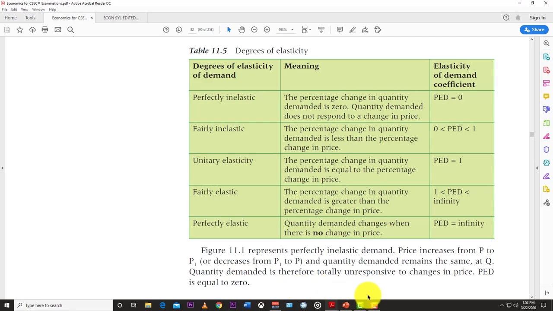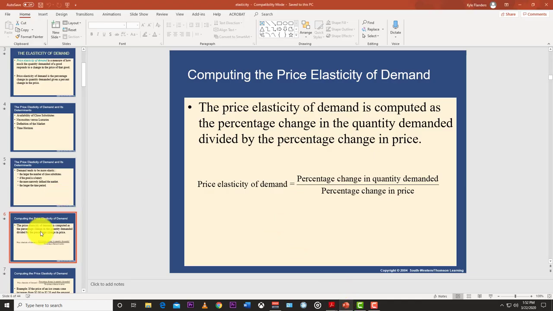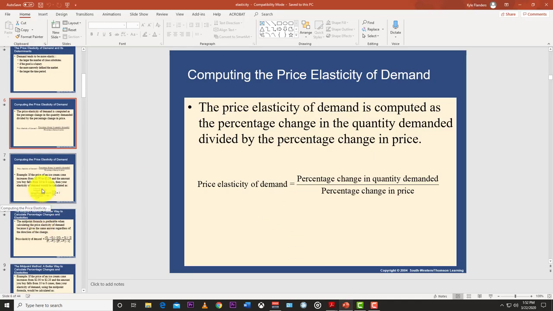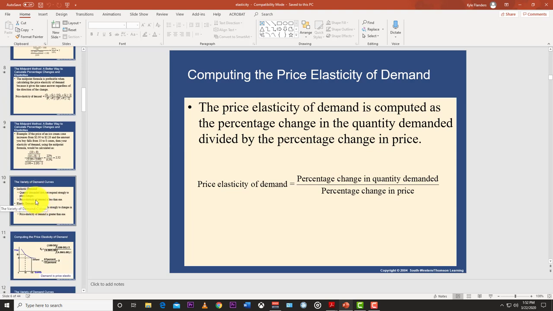Now we have to represent these in the graphs. All right, we represent them in the graph. So let's look at it from another perspective, from the slides.